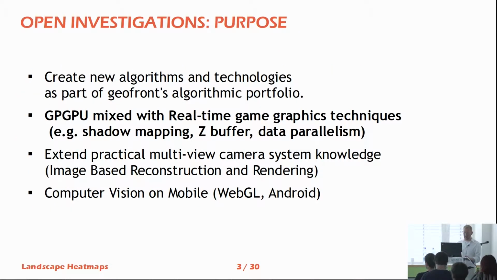This current talk is going to be about general purpose computing on the GPU, where I mix real-time game graphics techniques, that is Z-buffer, occlusion culling, and shadow mapping, with general purpose computing. The general purpose computing part is rather simple here, but it can be extended later on too. I think the important thing here is shadow mapping and texture domain mapping.